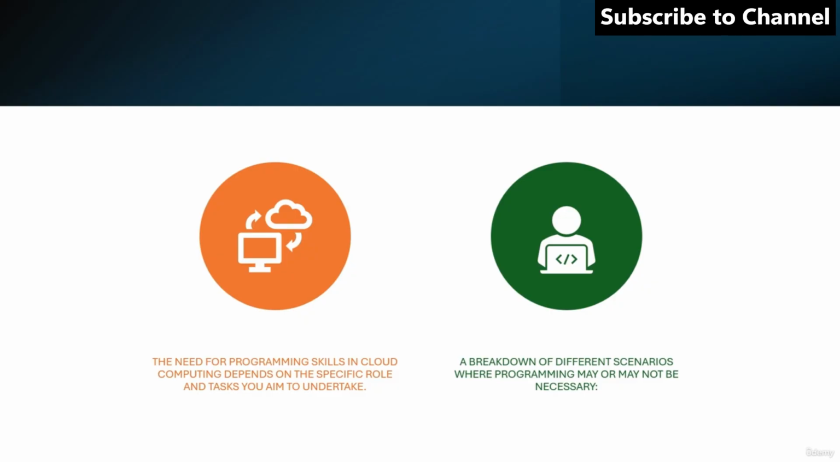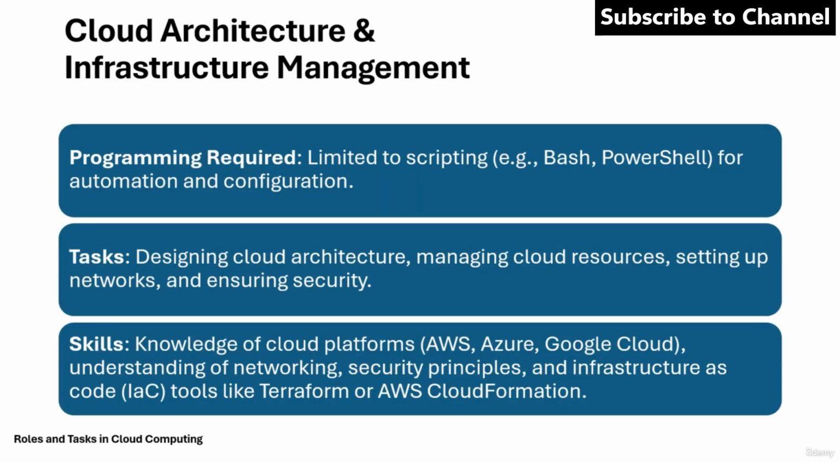We'll be looking at the cases where programming is needed in cloud and where it is not needed. If you don't want to do programming, cloud technology is still a good career path for you. If you want to do programming, there are also areas of cloud where you can program. So, cloud architecture, roles and tasks in cloud computing. First, cloud architecture and infrastructure management. In this case, programming is required, but limited, like scripting, Bash, and PowerShell for automated configuration.